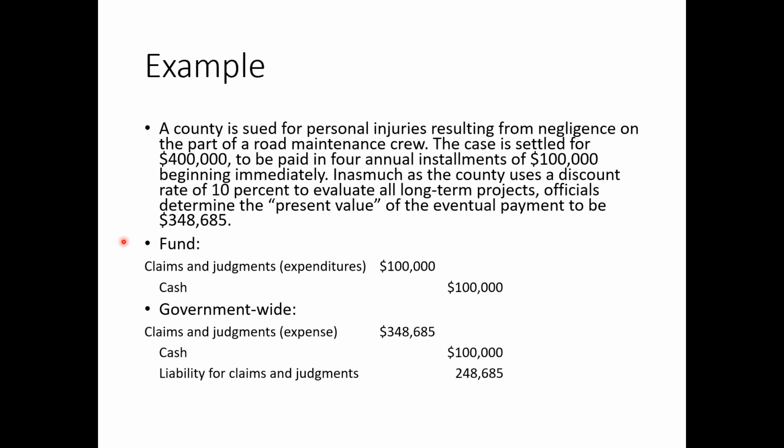Example: a county is sued for personal injuries. The case is settled for $400,000 to be paid in 4 annual installments of $100,000 beginning immediately. Inasmuch as the county uses a discount rate of 10% to evaluate all long-term projects, we should determine the present value of the eventual payment to be $348,685, which is the present value of the 4 installment payments.